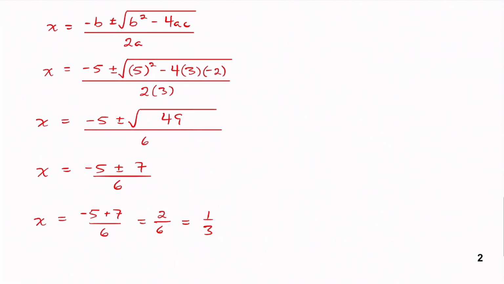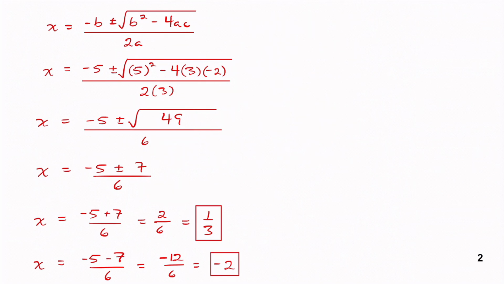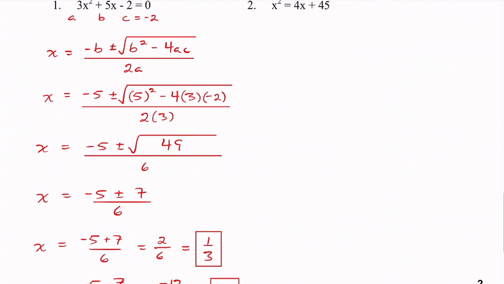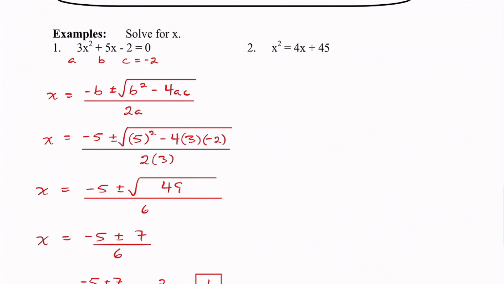Then I'm also going to do when it is the negative. So x equals -5 minus 7 divided by 6. And in the numerator, -5 subtract 7 is -12. Dividing by that 6, we get -2. So those are our 2 solutions. So now that you've seen that one, if you wanted to attempt number 2 on your own, you could try to do that now.